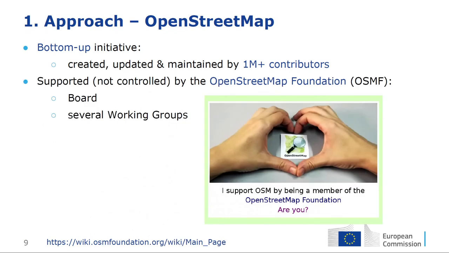So governance. In OpenStreetMap, the project is supported but not controlled by the OpenStreetMap Foundation, which is a not-for-profit organization providing legal support to the project, promoting fundraising to ensure its sustainability and managing the servers. It's organized into a board and several working groups dealing with specific aspects such as communication, vandalism, licensing issues, and so on.